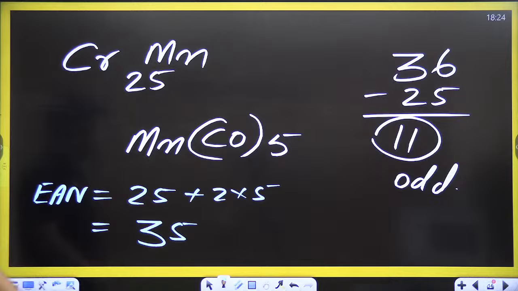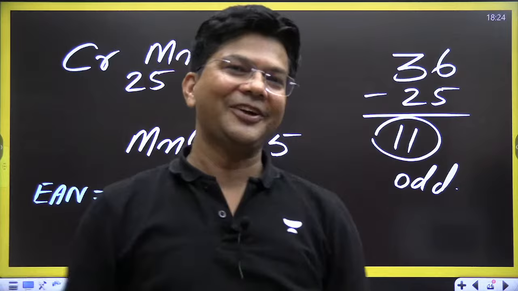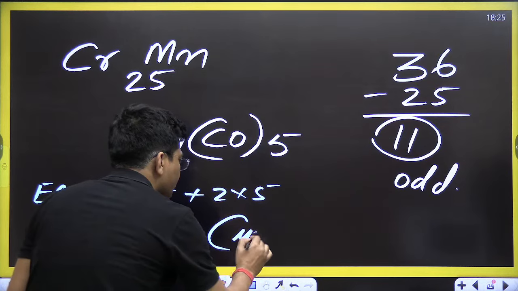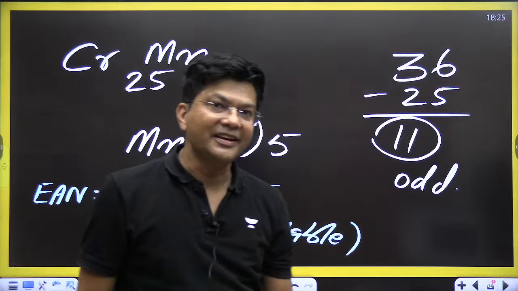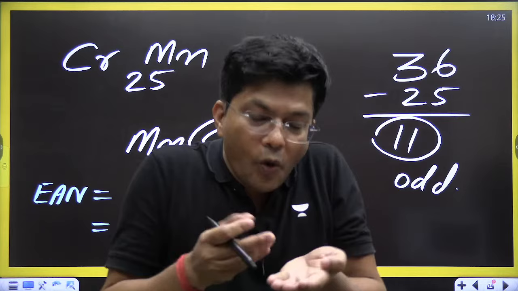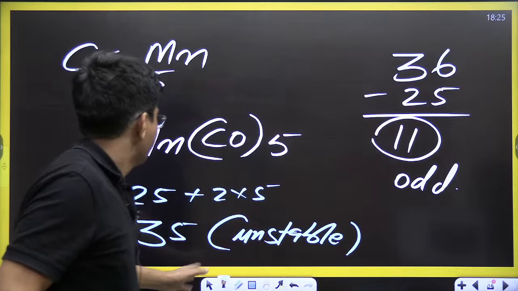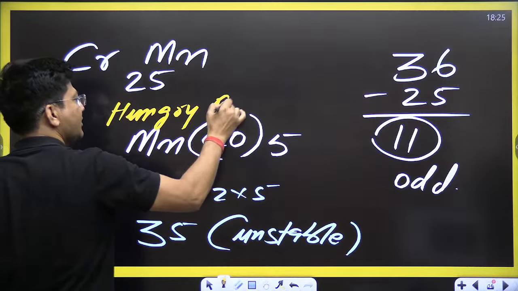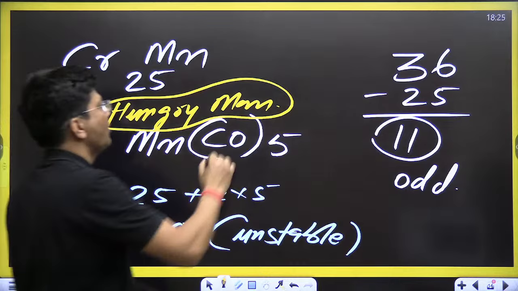Is it stable, kids? Is this compound stable? This compound is unstable. It is not equal to 36. Now, kids, if you have not eaten, if you have not had your lunch, what would you like to have? You want to have something to eat or not? This is a hungry man. It is starving. Hungry of what? Hungry of electron.